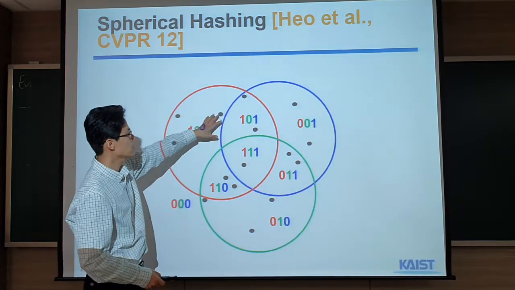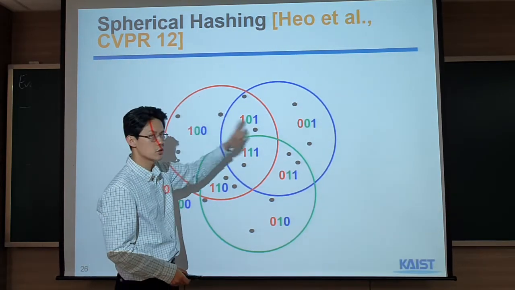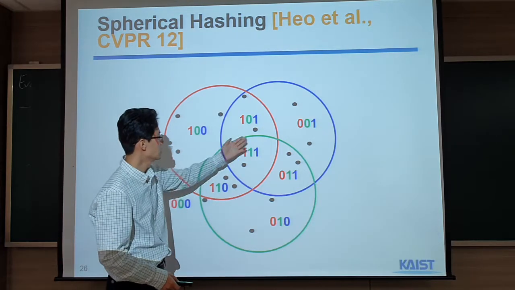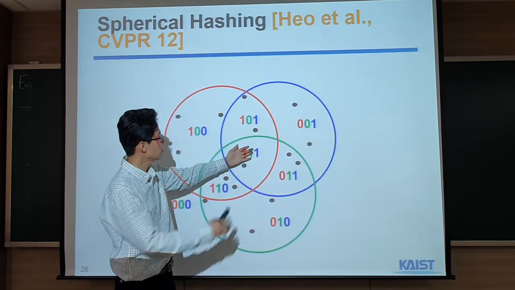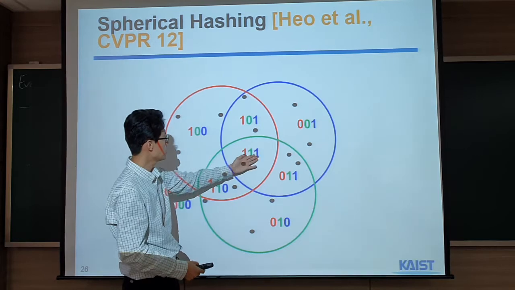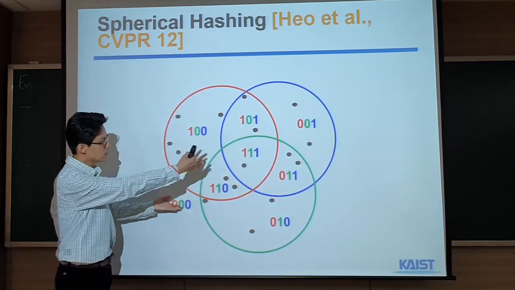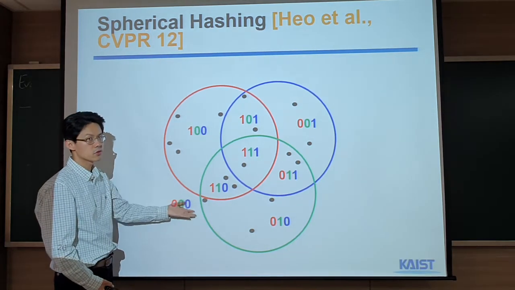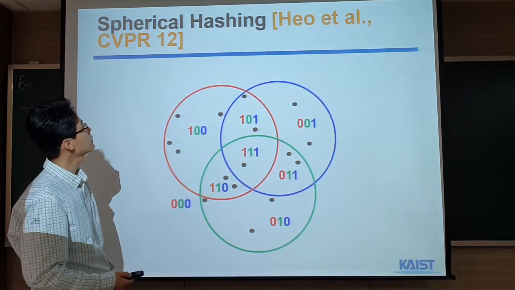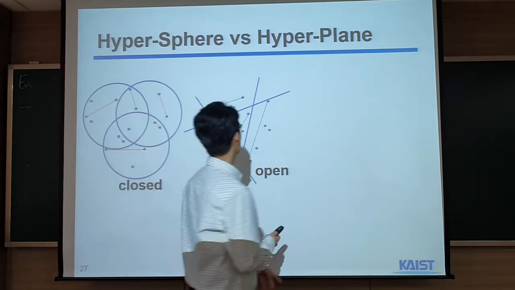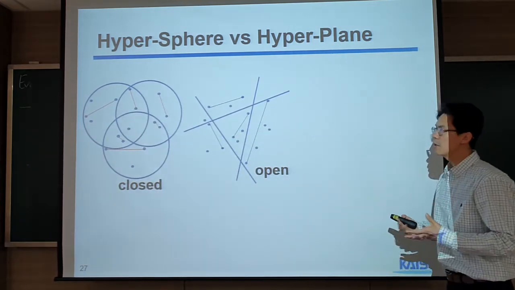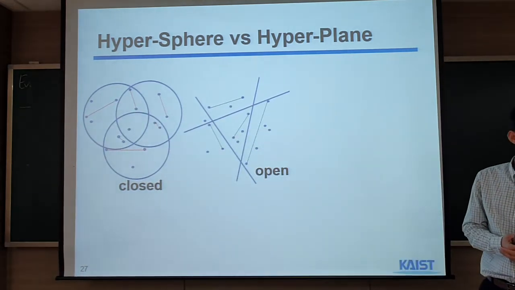And then for each circle, we can define 0 and 1, right? So this data located within all 3 circles has 1, 1, 1, something like that. And then this data outside of all the circles has the bit value of 0, 0, 0. That's the example of the hypersphere. Now I will talk about why we need to use the hypersphere.